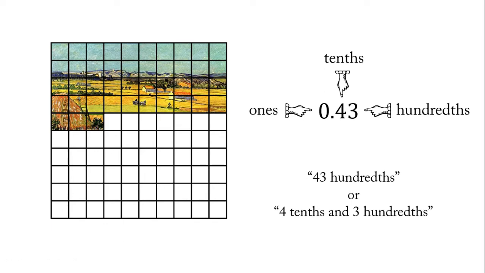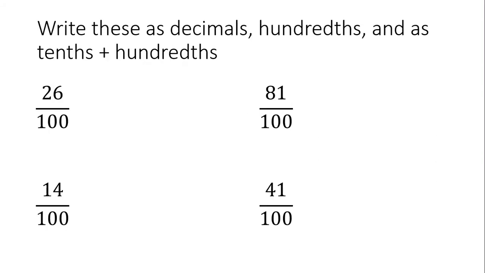I want you to try doing that with 4 of these fractions that come up. So I've given you 4 fractions. Number 1, write them as a decimal. Number 2, write them as hundredths. And number 3, write them as tenths and hundredths separately. So press pause to try it out, and then press play to check your answers.